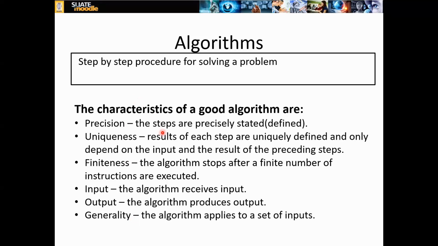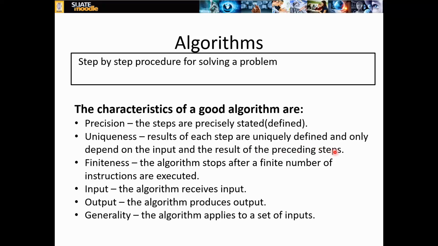When you are writing an algorithm, usually the steps should be defined precisely, right? You should properly define the steps of the algorithm, then only you will be able to follow that accordingly. And uniqueness: results of each step are uniquely defined and only depend on the input and the result of the preceding step, right?